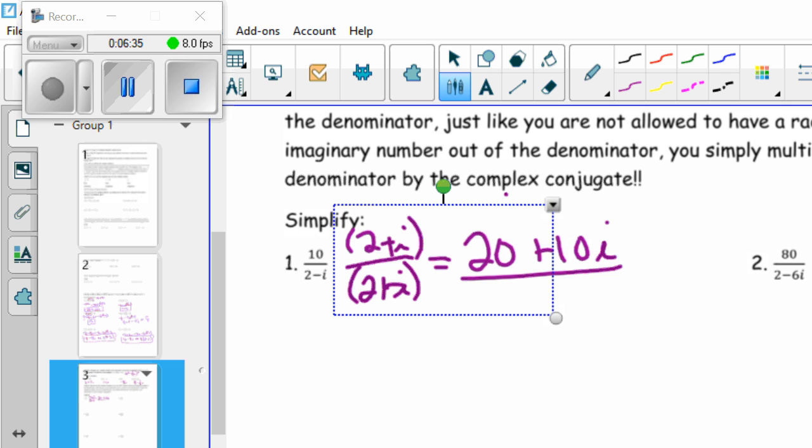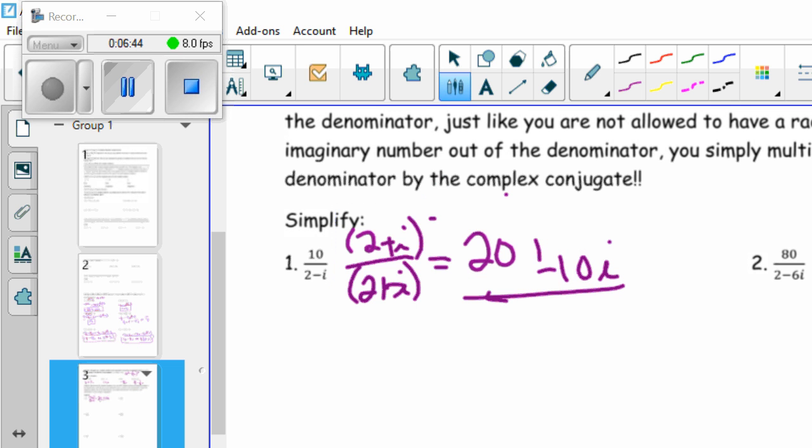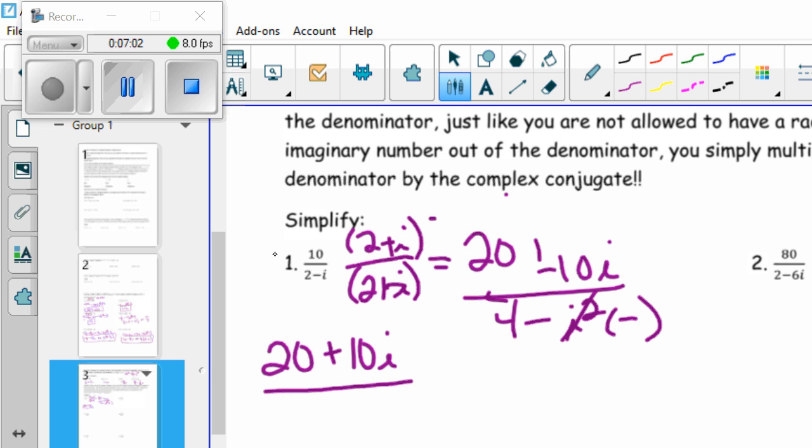All over, I'm going to use the shortcut for conjugates. So that says I take the first term, I square it. So 2 squared is 4. Always minus the second term squared, so i squared. Remember, i squared is always negative 1. So on top, I have 20 plus 10i divided by, in the denominator, 4 plus 1 turns to 5.